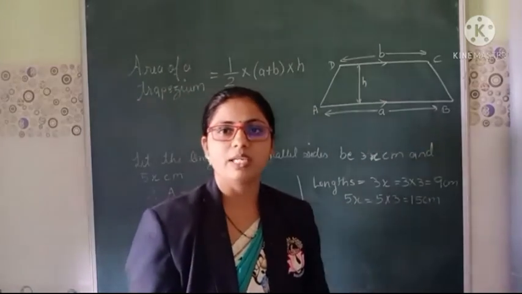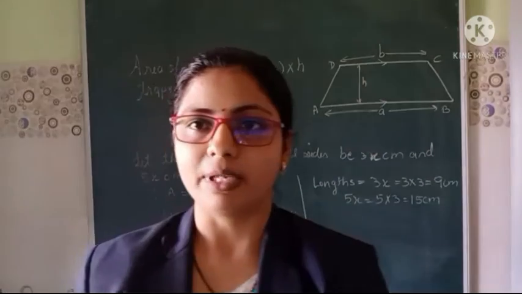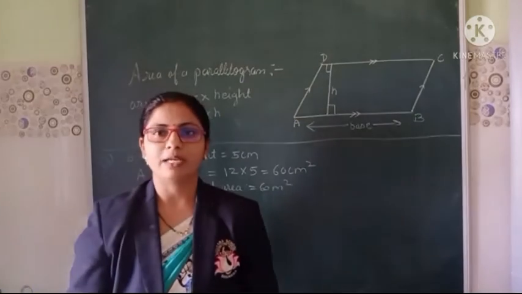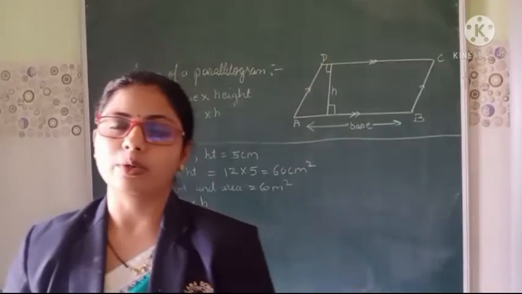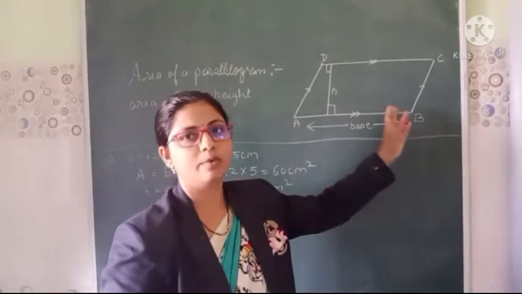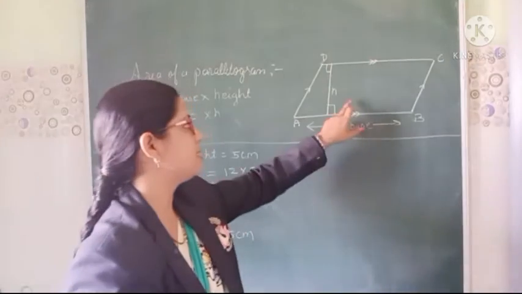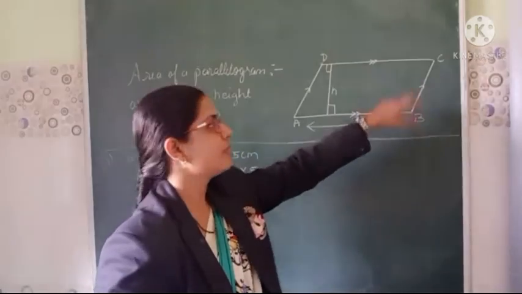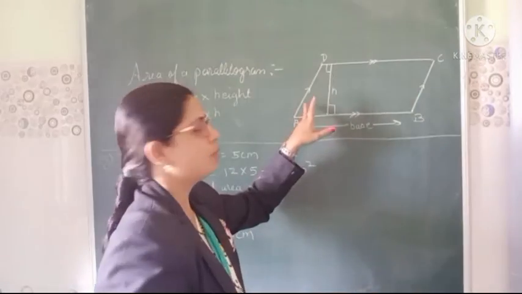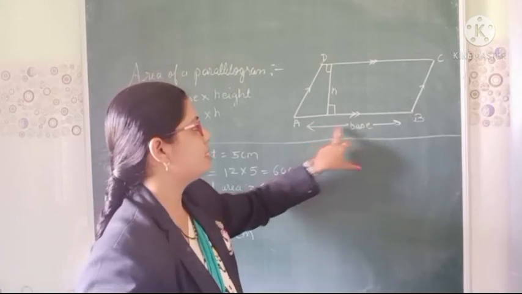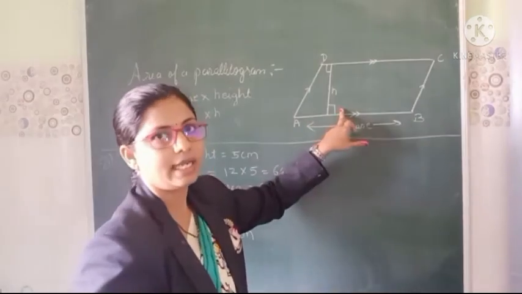So in this way we can solve the area of trapezium. Now let us study about the parallelogram. Area of parallelogram. We already know that in a parallelogram, opposite sides are equal to each other. So in this diagram you can see AB side is equal to DC, and BC side is equal to AD. In these sides, this is the base and this is the height.